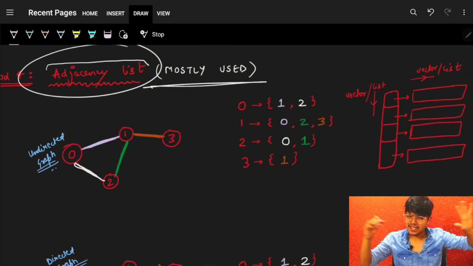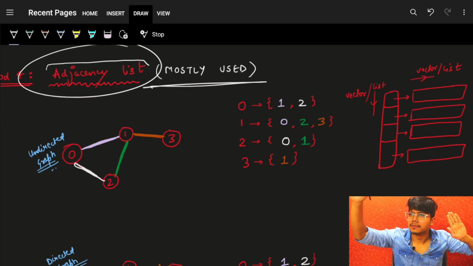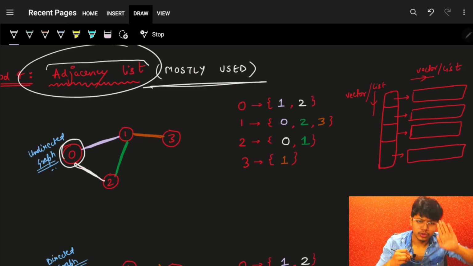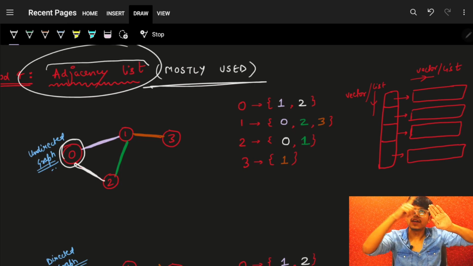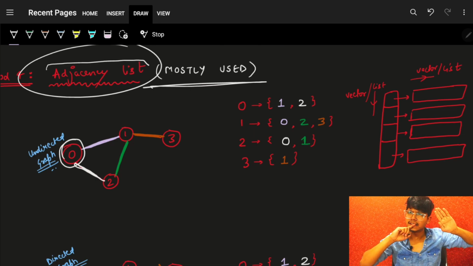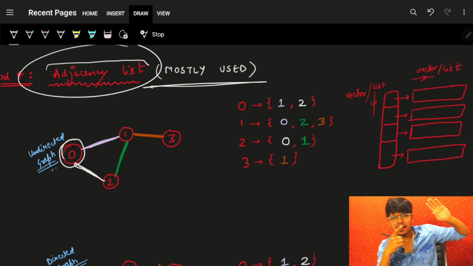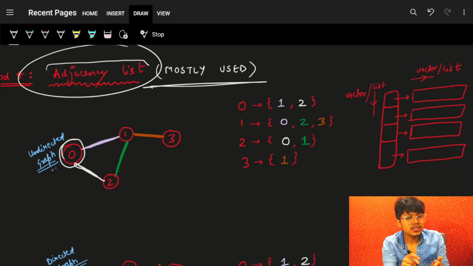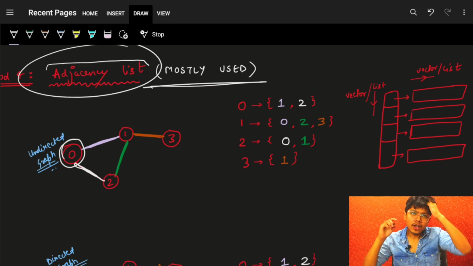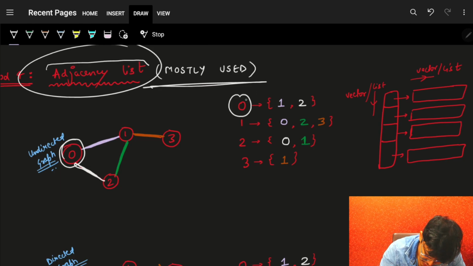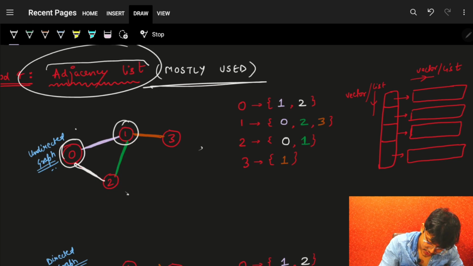Now, let's see how this special thing works. Basically, as I said, we want the vertices, we want the edges. So if I know that 0 has one edge to 1, one edge to 2, I just know this. And I also know I have earlier stored all the nodes. I only want to store those nodes which are the neighbors of 0. So for 0, let's store only its neighbors, which are 1 and 2. For 1, I stored only its neighbors, which are 0, 2 and 3.